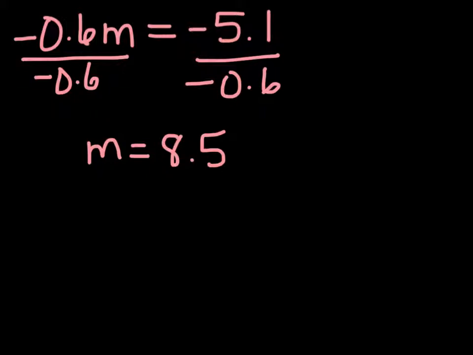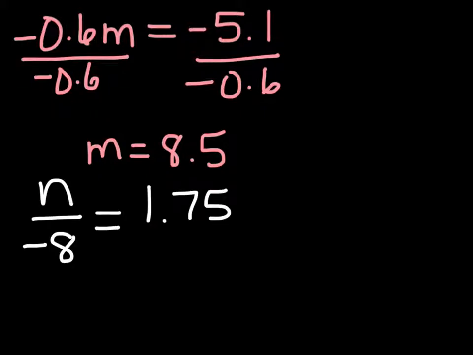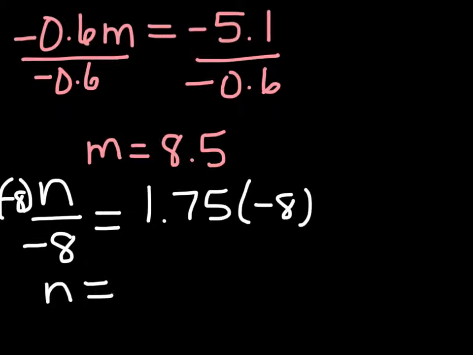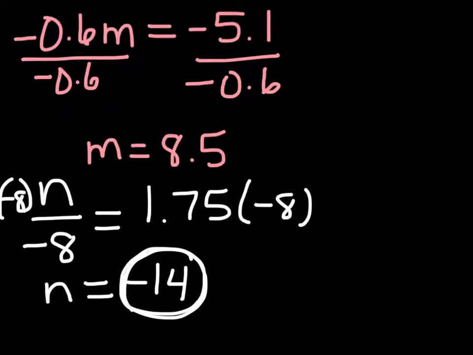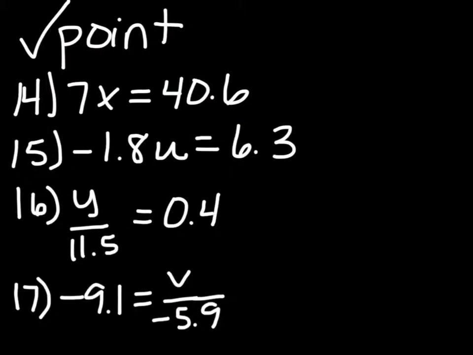Now let's try a multiplication problem. In this problem, n divided by negative 8 is equal to 1.75. To isolate our n, we need to multiply each side of the equation by negative 8. The 8's cancel out, leaving us with n, and 1.75 times negative 8 gives us an answer of negative 14. Remember, our product is negative because we have one positive and one negative number in our multiplication problem. Now that you've watched me do a couple of problems, you try these 4 on your own. Each of these problems requires you to use multiplication or division to solve for the variable.